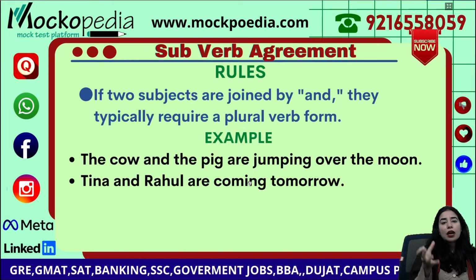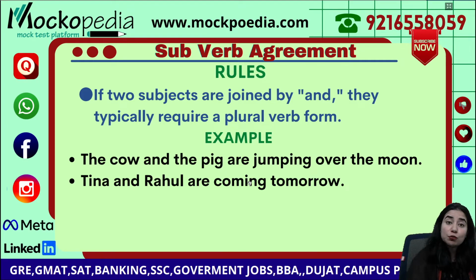"Tina and Rahul are coming tomorrow." So Tina and Rahul, now the subject becomes plural, so the verb is going to be plural. Any two subjects, if you are joining by "and," you are making it plural, and hence the verb is going to be plural. I'm sure this rule you're not going to forget. This is easy to remember and there is no effort here. And usually if there is no effort, there is not a high possibility of being tested in the exam.